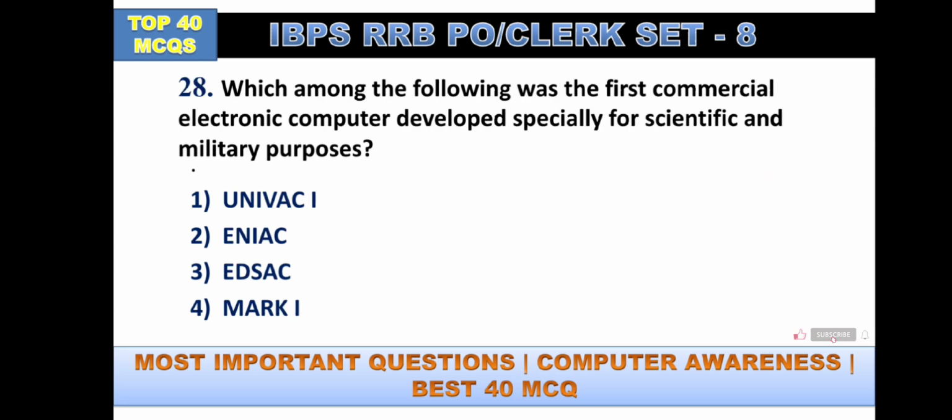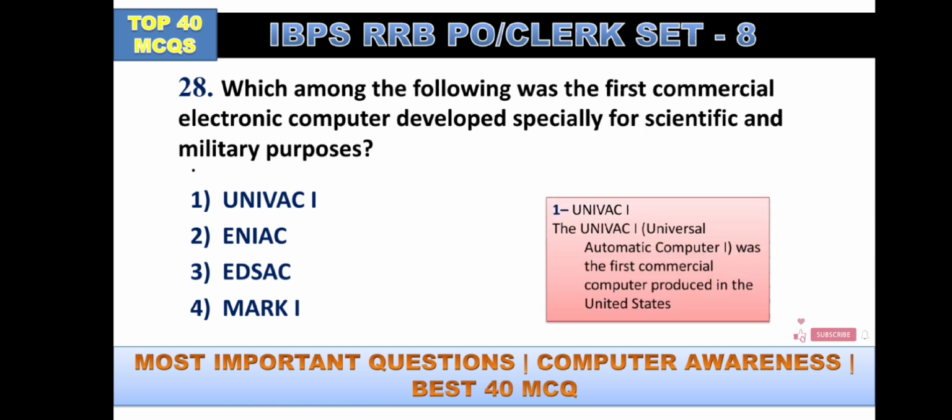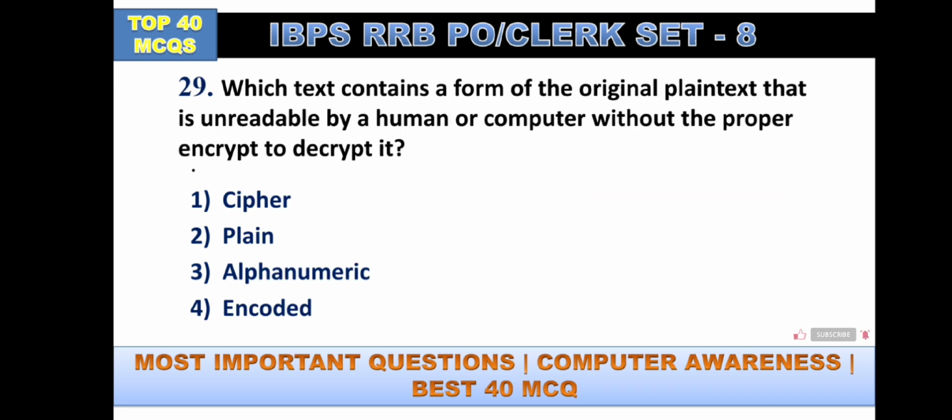28. Which of the following was the first commercial electronic computer developed specifically for scientific and military purposes? So this is called UNIVAC 1, and UNIVAC 1 means Universal Automatic Computer, first developed in the United States. Okay. Which text contains a form of the original plain text that is unreadable by human or computer without the proper decryption? So this type of text is called ciphertext.